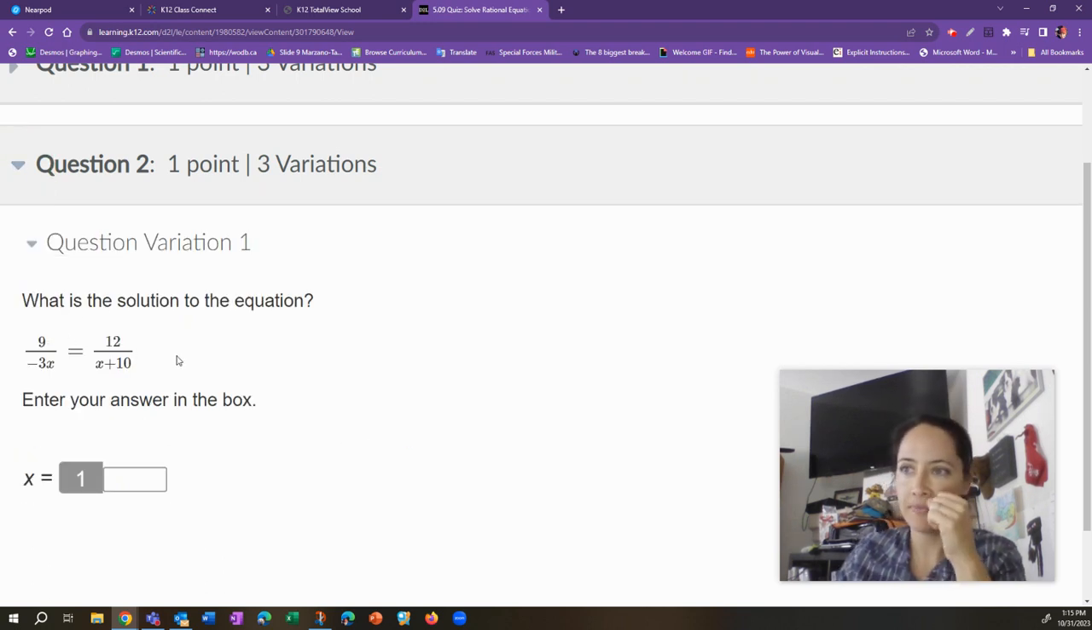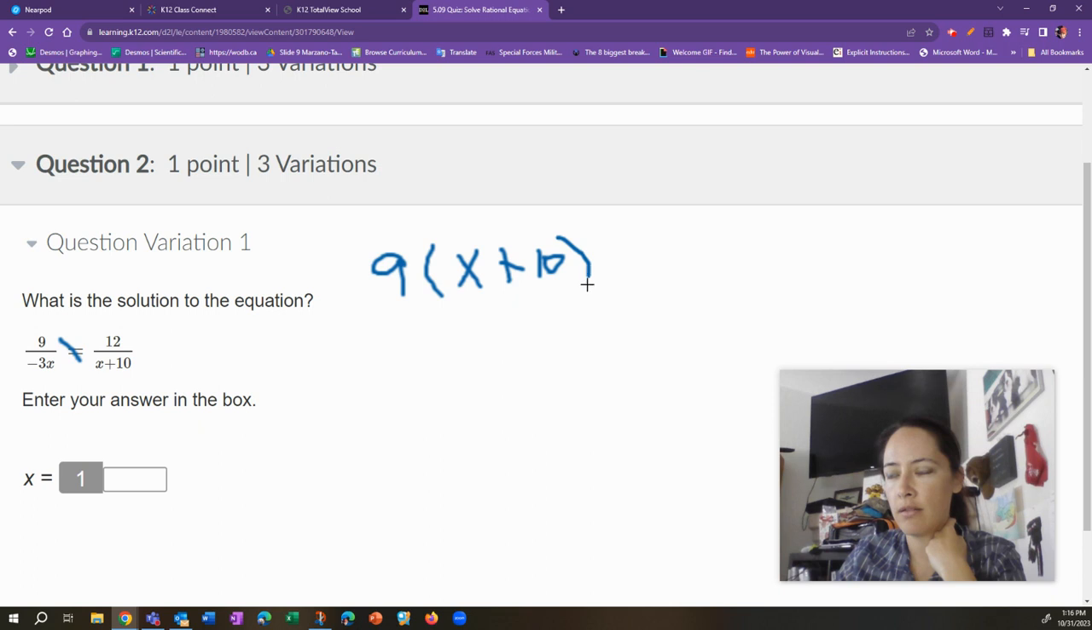Okay, here's question 2, variation 1. What are we going to do? We're going to cross multiply. So I'll get 9 times (x + 10) is equal to -3x times 12.